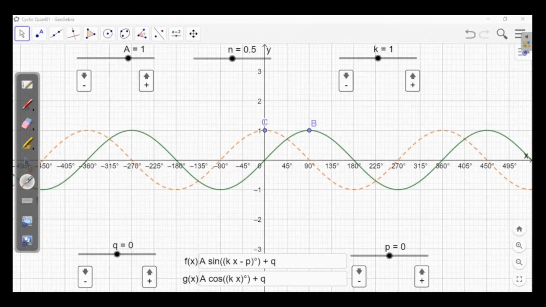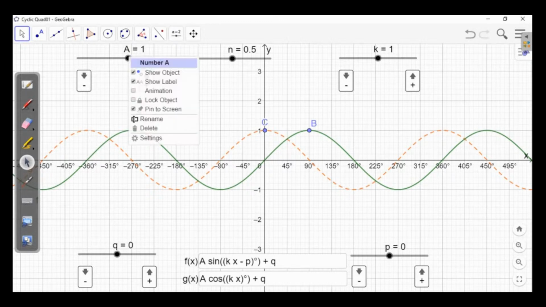So we want to understand what happens when we change these parameters, and we're going to start with a. We just want to have an idea of what a does to the graph. And a, of course, is the amplitude, and we've set it at 1 initially. Now I want to play an animation to allow you to see what happens when the value of a changes.